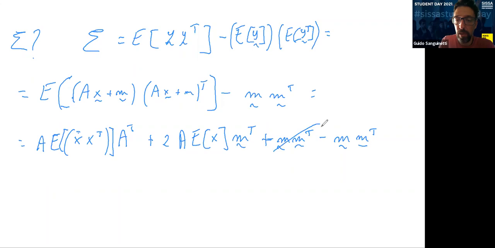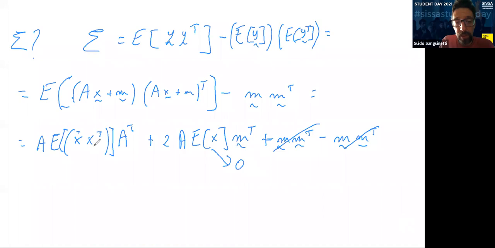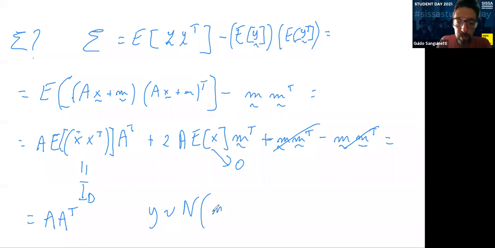This term, the expectation of x is zero, yeah, because x is a centered spherical Gaussian. Now the expectation of x x transpose is its second moment, which corresponds to its variance covariance matrix because the mean is zero. So the expectation of x x transpose is the identity in d dimensions. And so we have that y is distributed according to a Gaussian with mean m and variance covariance matrix A A transpose. Okay. Notice that it makes sense because, of course, the variance covariance matrix of a Gaussian distribution needs to be a positive semi-definite matrix, and this is a positive semi-definite matrix because it's the square of a matrix essentially. Okay.